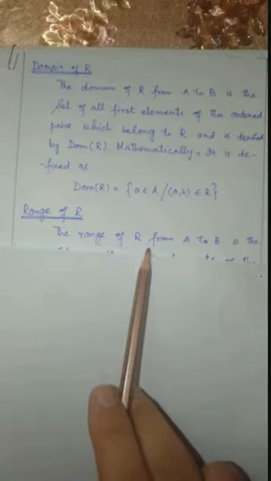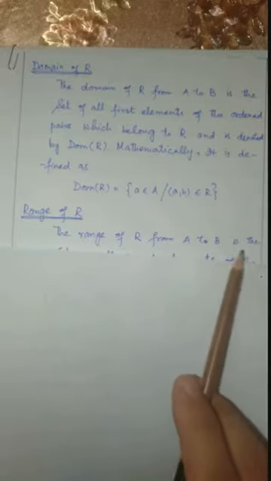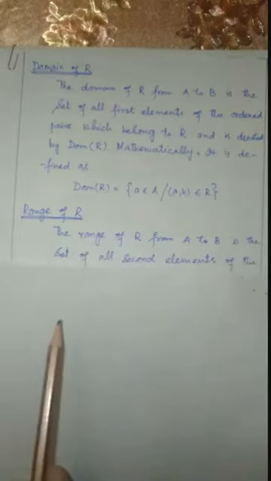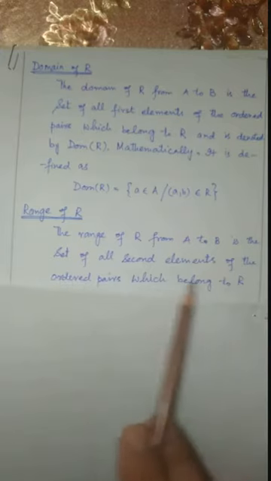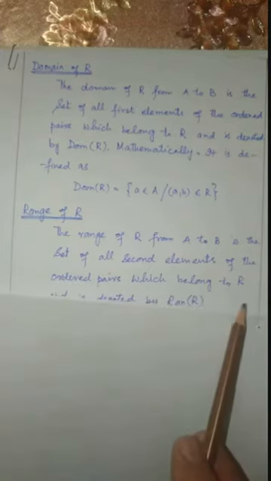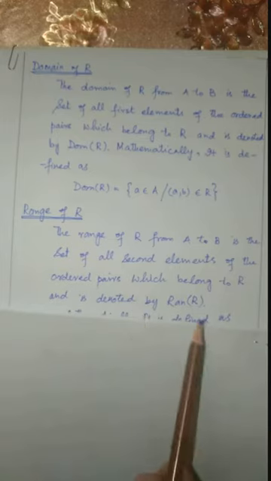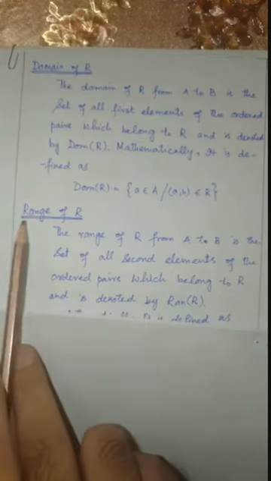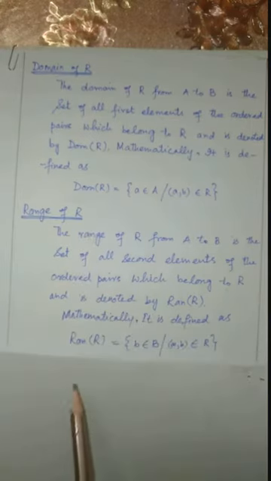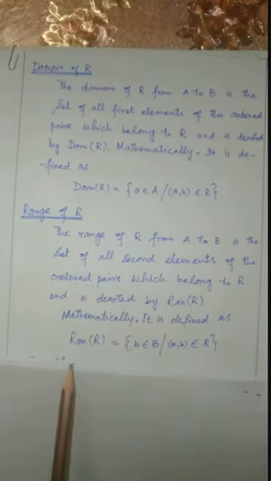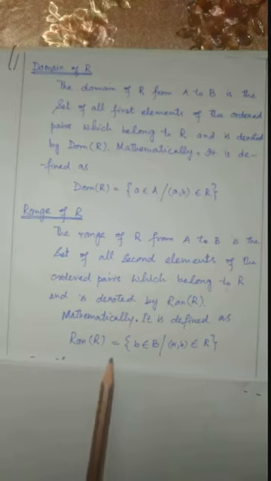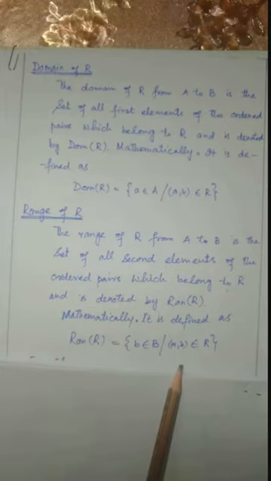Range of the binary relation from A to B is the set of the second elements of the ordered pairs which belong to R, and is denoted by ran R. Ran R is the symbol of range of the binary relation. Mathematically, it can be defined as: range of the binary relation is equal to small b belonging to set B such that (a, b), that is the ordered pair, belongs to the binary relation.